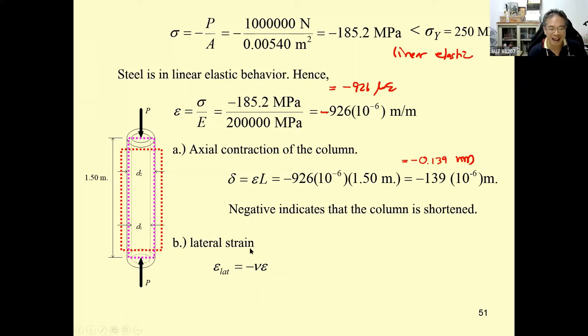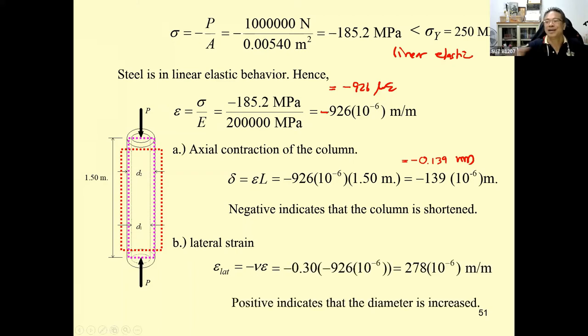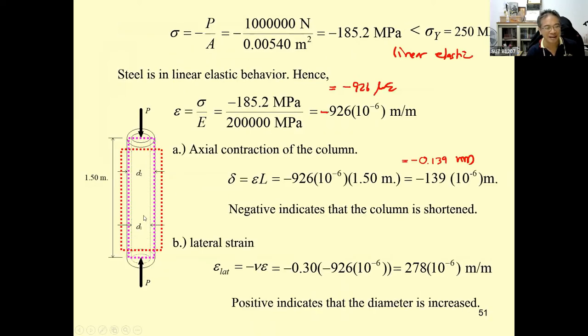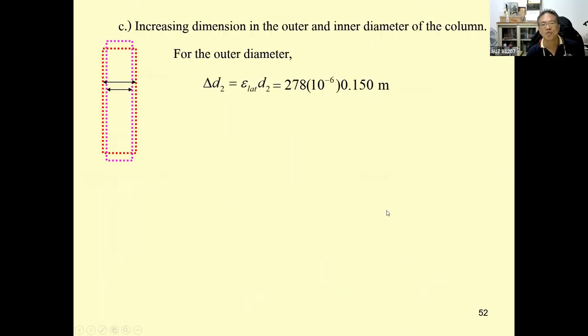And then the lateral strain is going to be minus and minus, that's going to be positive, right? And then you're going to get this one for expansion, which is also 2.28 times 10 to the minus 6. That is quite small. If you would like to see the dimension, you just multiply the diameter by this one, and that is going to be a very small expansion.